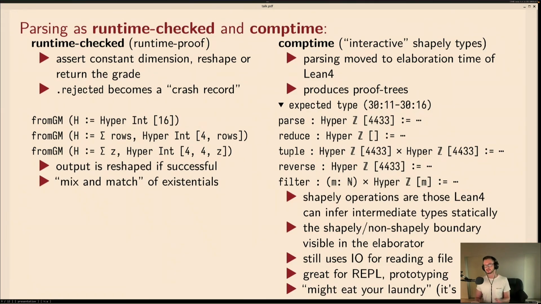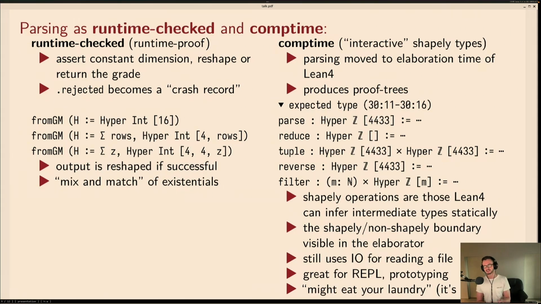And you can also do, of course, this mix and match thing. If you generalize your shape into this list-based thing, then you can figure out where you want your existential to be. But that's probably nothing about the monoids in itself. The comp time is also interesting because what I'm doing here is moving the parser to elaboration time of Lean 4. So that gives us very nice interactive shapely types within Lean, because Lean gives you this proof tree of your program.